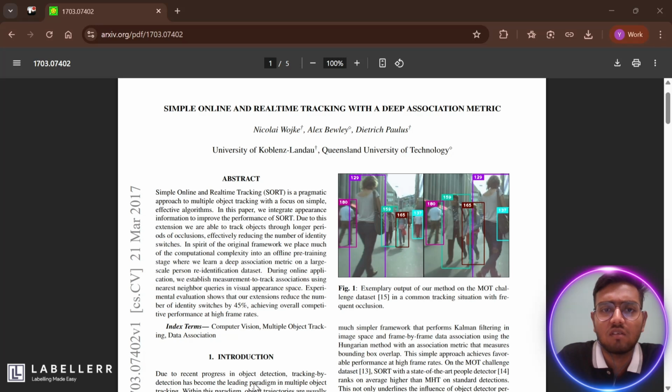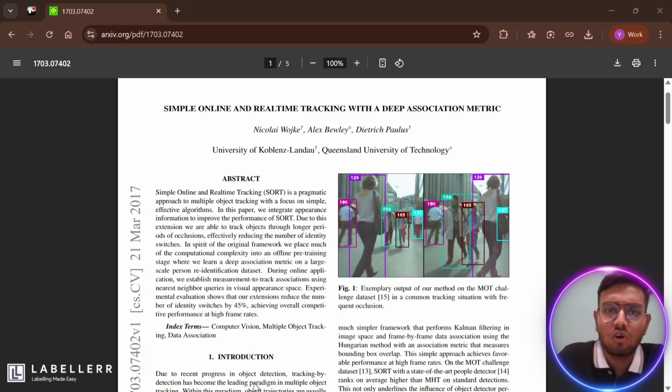Let me explain this with a simple example. Imagine you are trying to track two people walking in a hallway. Person A is wearing a red shirt, person B is wearing a blue shirt. They are walking towards each other, and for a moment they overlap. One person temporarily blocks the other from camera view. Now, when they separate and both become visible again, SORT would sometimes get confused and think that the person in the red shirt is actually person B and the person in the blue shirt is person A. It basically swapped their identities.